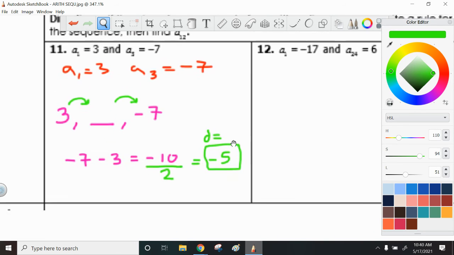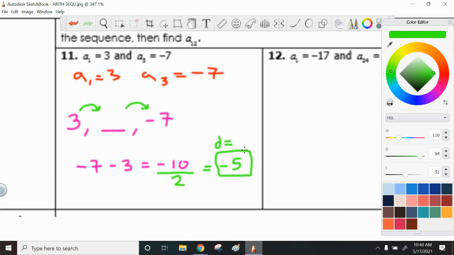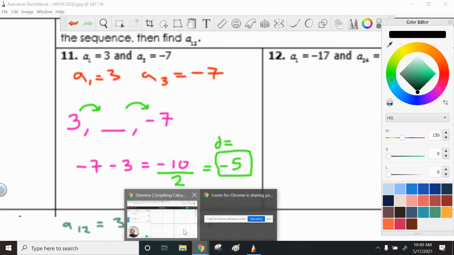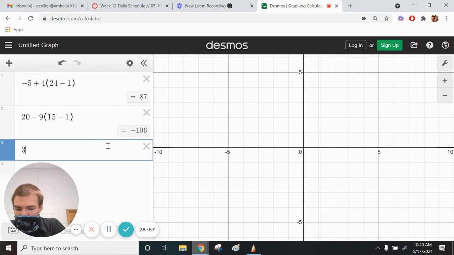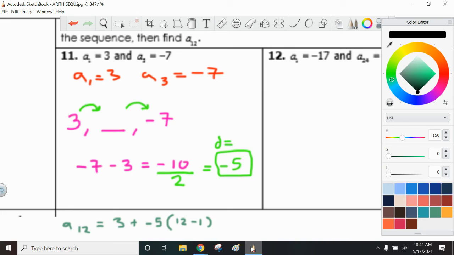So if we figured out that our difference is negative 5, now we're looking for A12. So we can do that. The 12th term should be the first term plus the difference, which is negative 5, times n minus 1, which would be 12 minus 1. So if we do that, that's 3 minus 5 times 12 minus 1. Going to Desmos. 3 minus 5 times 12 minus 1, negative 52.